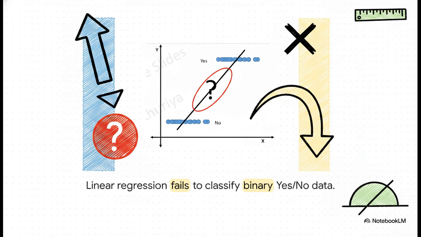But wait, why not just draw a standard straight linear regression line to figure this out? Well, it completely fails to classify discrete yes or no points. A straight line eventually shoots off into infinity in both directions, but probability has strict rules. It has to be positive, and it has to be less than or equal to 1. A straight line might predict a value of -2, or +5, which makes literally zero sense when you're just looking for a simple percentage chance of something happening.